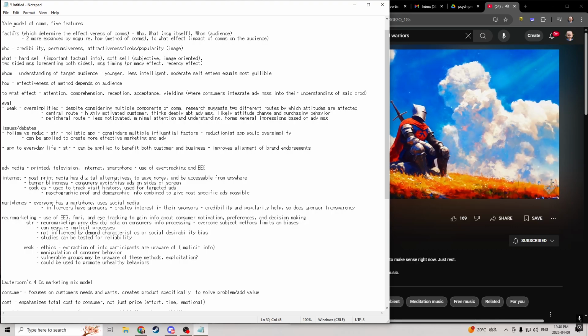Issues and debates around the Yale model of communication. So holism versus reductionism. This is a strength. It takes a holistic approach considering multiple influential factors, as you can see here, these 5. A reductionist approach would oversimplify. And this can be applied to create more effective marketing and advertising. And application in everyday life is another strength. It can be applied to benefit both customer and business. Improves alignment of brand endorsements.